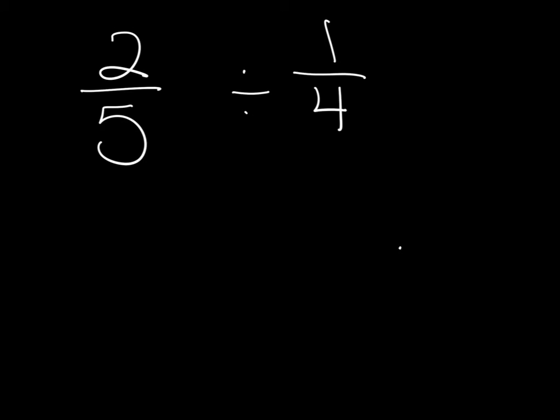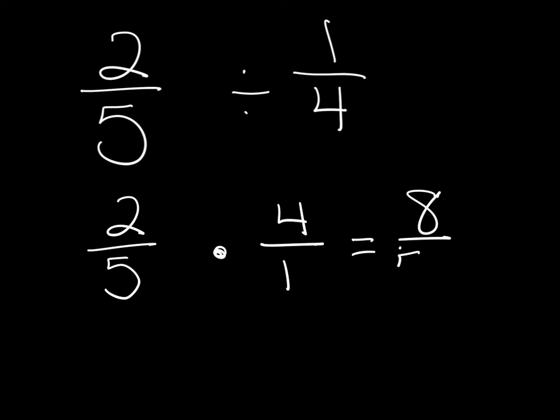Okay, now let's look at this via the algorithm by multiplying by the reciprocal. So remember, the 2/5 is not the one doing the dividing. You are dividing the 1/4 into the 2/5. So we're going to multiply by the reciprocal of 1/4, which is 4/1, which gives me 8/5, which actually is 1 3/5 left over.